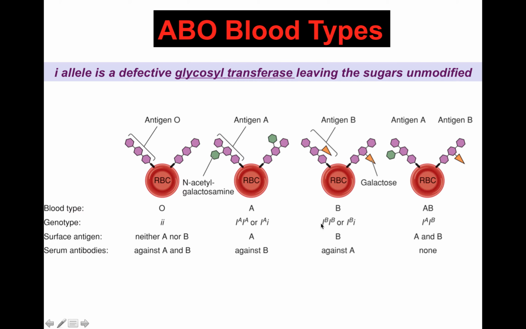If you have two IB alleles or an IB and a little i allele, then you're going to produce red blood cells with only the B antigen. And if you have a glycosyltransferase that adds an A and a glycosyltransferase that adds a B, you can have an AB phenotype. So that is how you end up with the 4 different blood groups for humans.